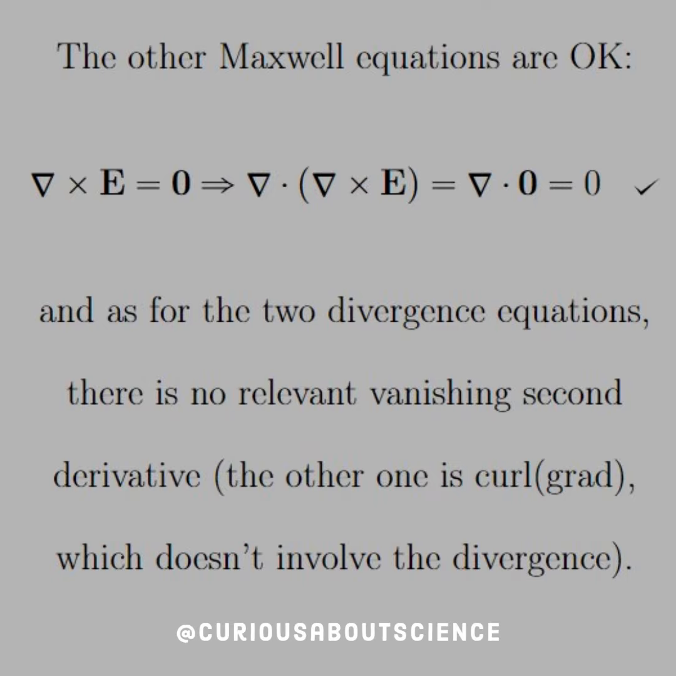So moving to the other equations, with the electric field, we know that del cross E is equal to zero, so taking the divergence of both sides yields del dot zero vector, which is still zero. So that one's okay. And the other two equations deal with divergence themselves, so there's no relevant vanishing second derivative outside of the one we just worked with, which is the curl of a gradient is zero, and that's shown in this equation already. So we're good to go on the other ones.